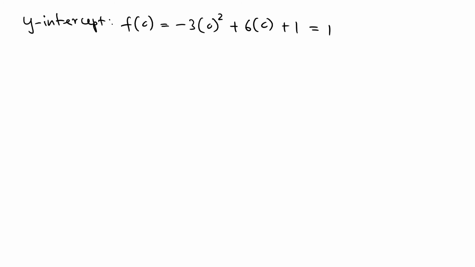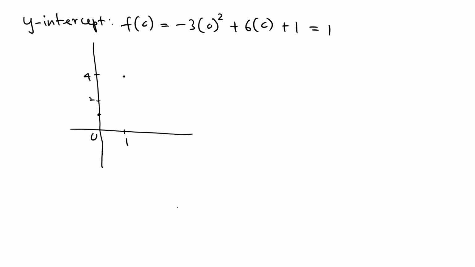So we have those axes, and then we also know the vertex, which is (1, 4). That's the vertex. And also we know the y-intercept. The y-intercept was (0, 1).